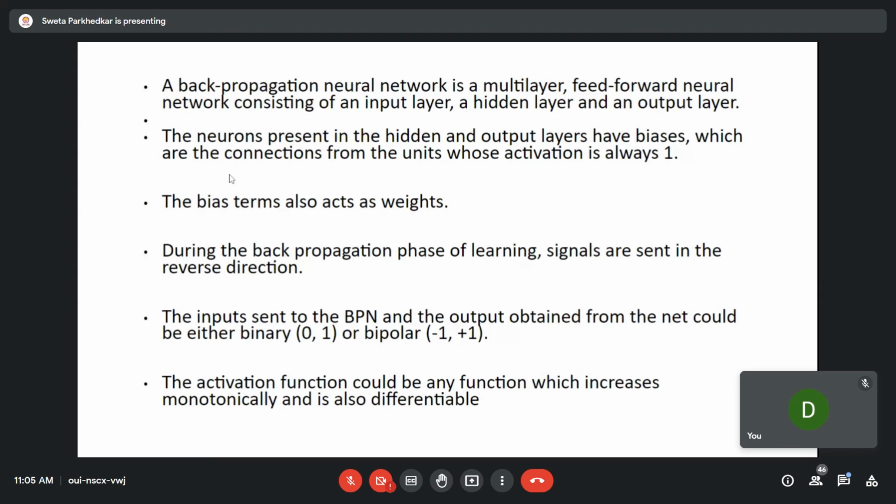So a back propagation neural network is a multi-layer feed forward neural network consisting of input layer, hidden layer and the output layer. So the neurons present in the hidden and output layer have biases. Okay, bias should be added, and which are the connection from the units whose activation is always 1. So bias terms also act as a weight.